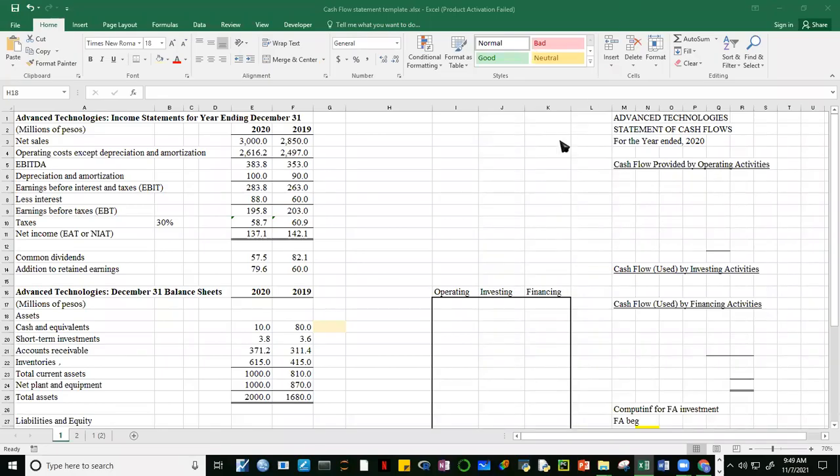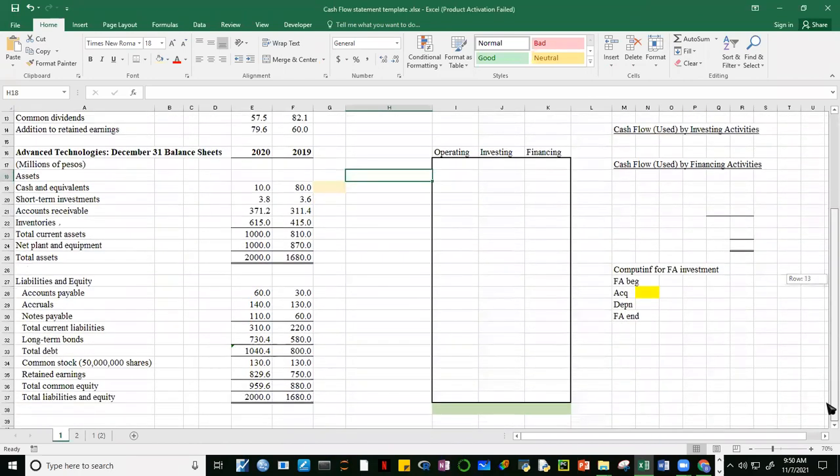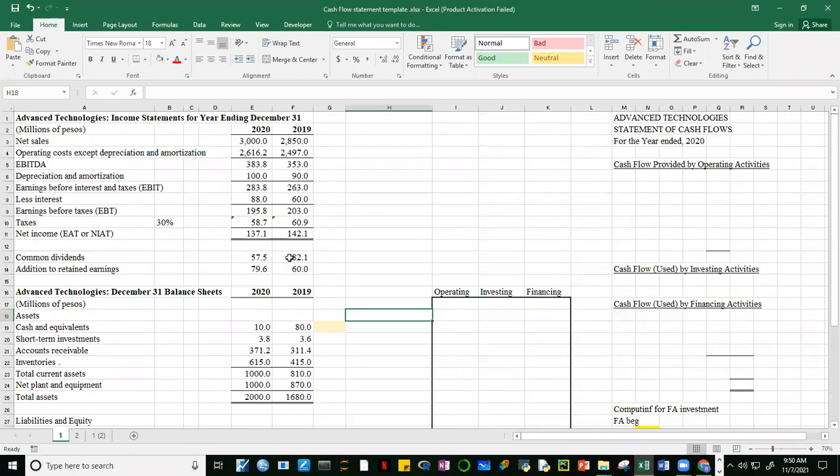This is a recording of how to construct a financial statement of cash flows given the financial statements that were given in class. We're looking at the Advanced Technologies income statements and balance sheets for 2020 and 2019. This exercise is all about constructing the statement of cash flows for this company.